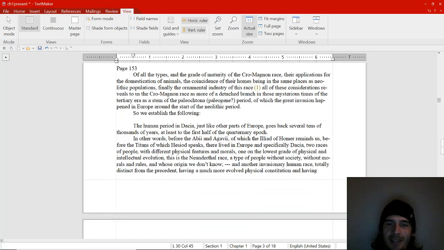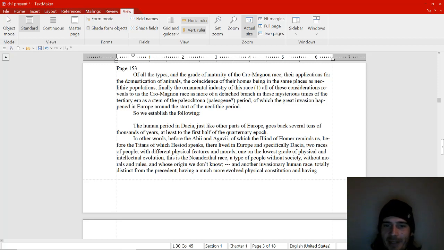The human period in Dacia, just like other parts of Europe, goes back several tens of thousands of years, at least to the first half of the Quaternary epoch. In other words, before the Abi and the Agavi, of which the Iliad of Homer reminds us, before the Titans of which Hesiod speaks, there lived in Europe and specifically Dacia two races of people with different physical features and morals, one on the lowest grade of physical and intellectual evolution.